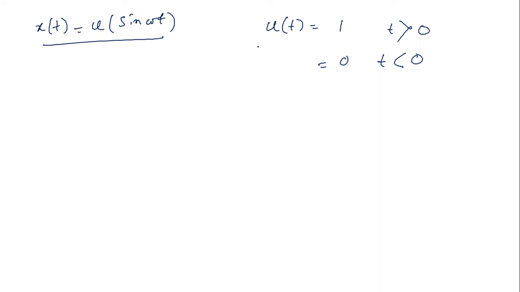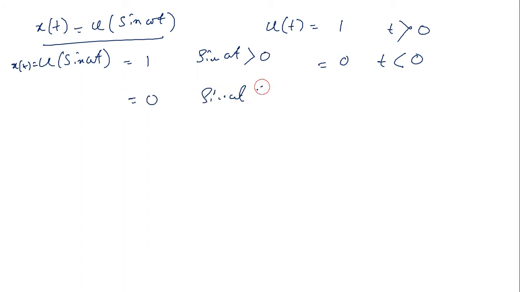So u of sine omega t, that is x of t equals u of sine omega t, is 1 for sine omega t greater than 0, and this one is 0 for sine omega t less than 0. So this is how this signal looks.